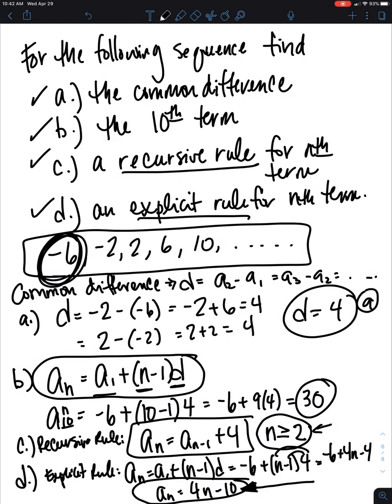If you look at this equation, you can do the 10th term by just plugging in 10 for n. So 4 times 10 is 40, minus 10 gives us 30, and that's what we found for the answer. So it's very straightforward. It's whatever the nth term is. Now remember, recursive uses the previous term. So that's why it has this n minus 1 here. So it's using the third term to find the fourth term, the fifth term to find the sixth term, and so on and so forth. So remember what recursive and explicit meant.